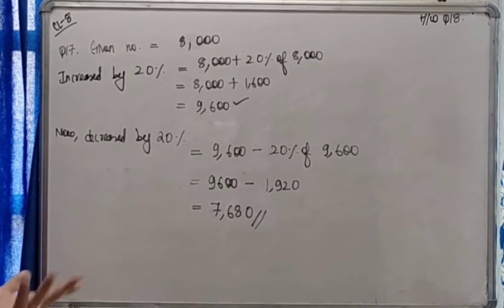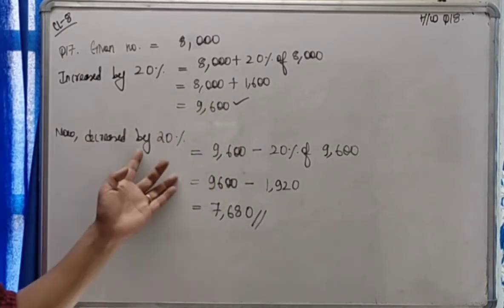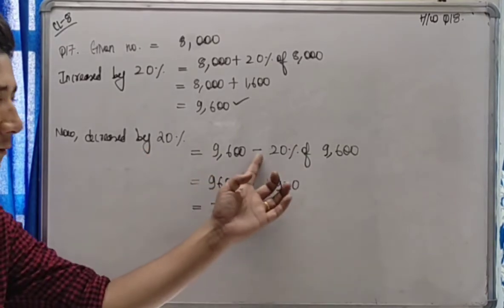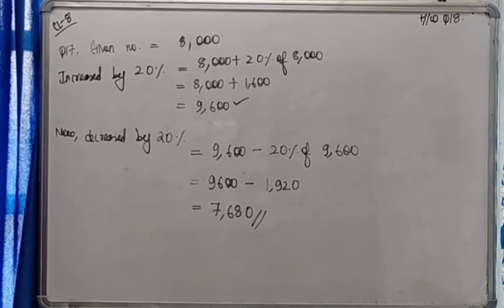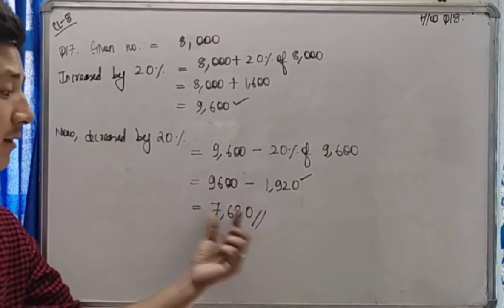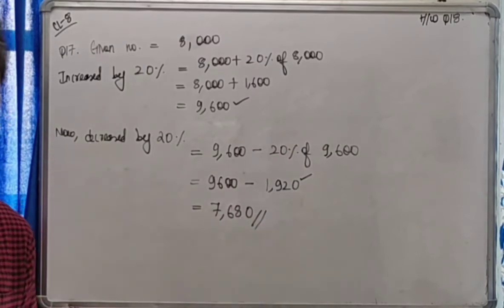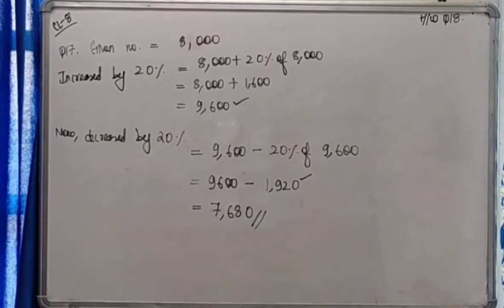Further, this number 9,600 is decreased by 20%. Decreased means minus. So minus 20% of this, you calculate and you'll get 1,920, and then the final answer, the resulting number, is 7,680. Okay boys, so please pause the video and note it down.